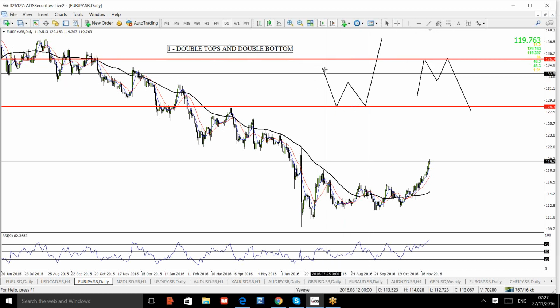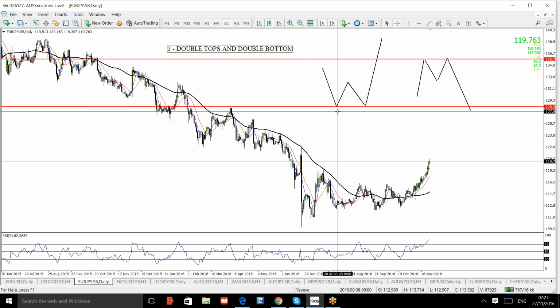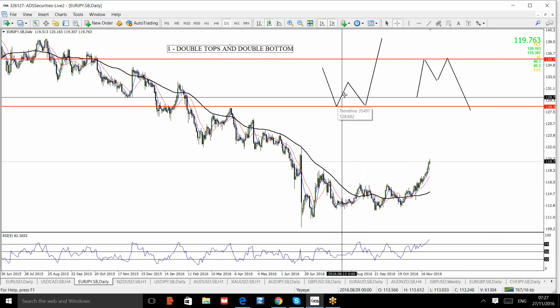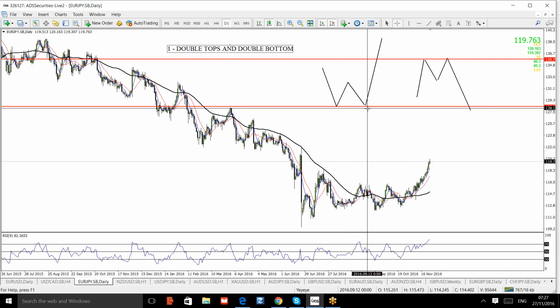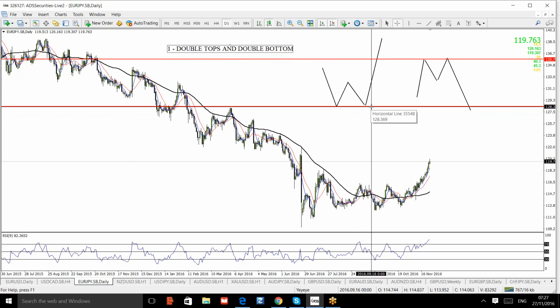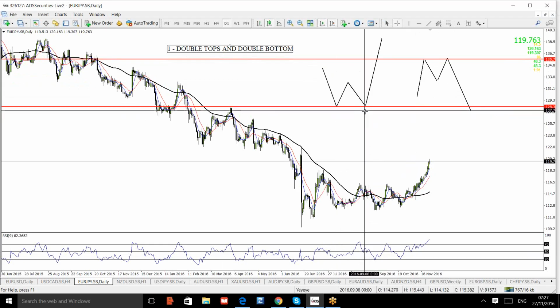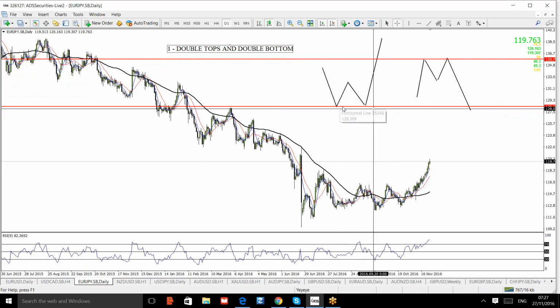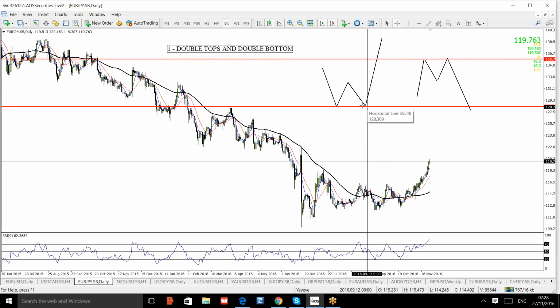Guys, in double bottoms, pretty simple. The price comes and touches the support level once, it rises, it comes back and touches the support level again, guys. Remember this. The second touch can at maximum be at the same exact level as the first one. Understand, guys? It can be on the same level as the first one. It can finish prior to where the first touch ends.